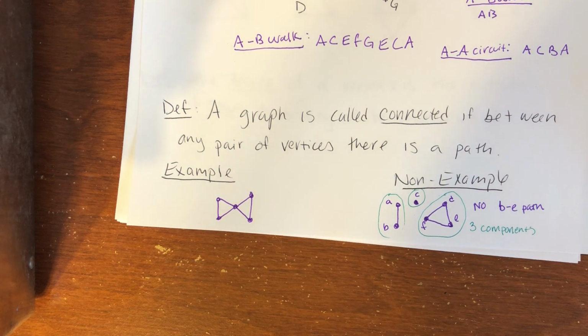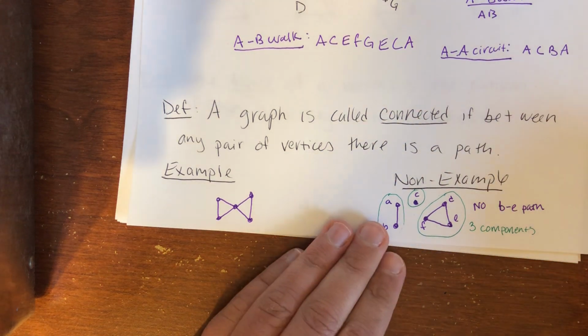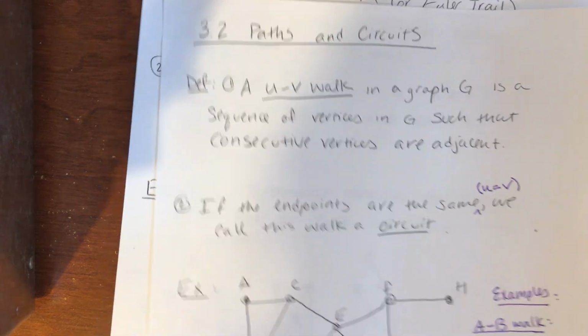Okay, now, we're mostly going to talk about connected graphs here because if we're looking for that special type of walk where you visit every vertex exactly once, you're not going to be able to find that if your graph is disconnected. So from here on out, we're mostly talking about connected graphs.